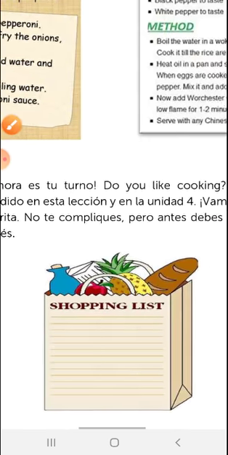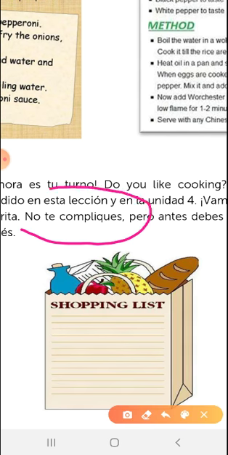Piensa en tu receta favorita. No te compliques. Attention, no te compliques. Yes? When I say no te compliques, I mean it doesn't have to be a difficult recipe. No tiene que ser una cosa muy complicada, muy difícil.